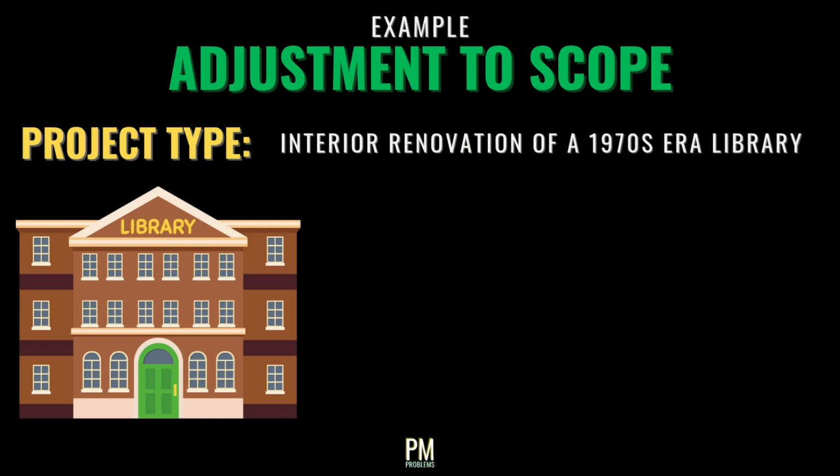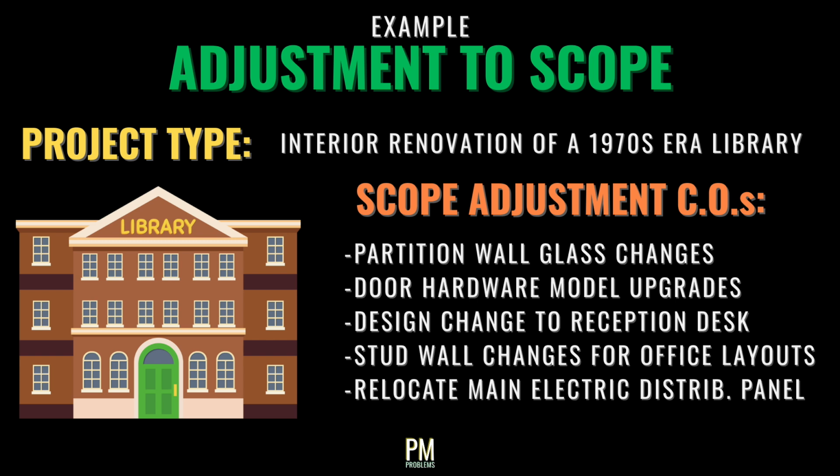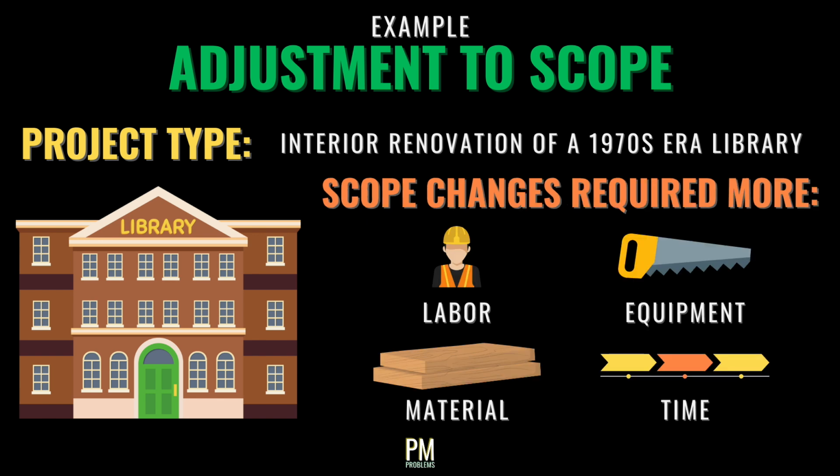We were the general contractor performing the interior renovation of a library. During this project, we were given several change orders for scope adjustments that fell under this category. These changes included switching out the type of glass specified in the interior decorative partition walls, upgrading the originally specified door hardware, altering the design of the central reception counter, and changing the stud wall layouts for several offices, as well as relocating the main electrical distribution panel to a new location. Most of these changes to the original plan required a combination of additional labor, equipment, materials, and time to get the job done.